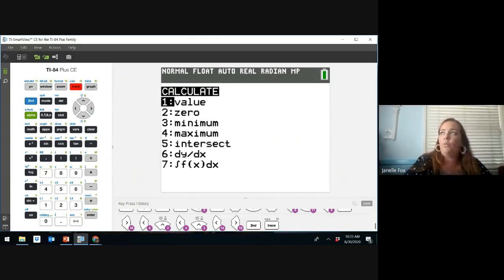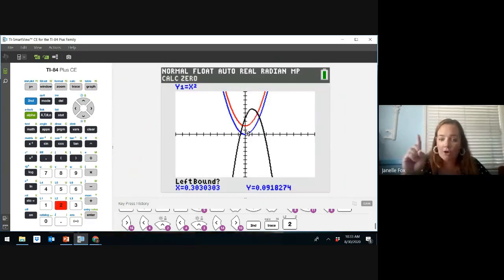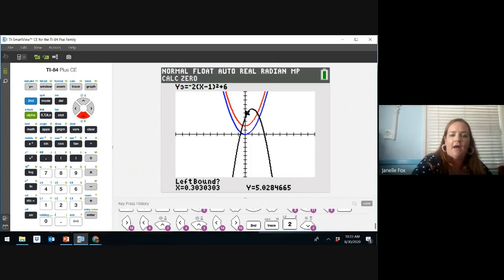When you are calculating the x-intercepts, you're calculating the zeros of a function. So you can toggle down to 2 and hit enter, or just hit 2. I'm just going to hit 2 this time. And you can see right now that I am currently on curve number 1. I don't want to be on curve number 1. I think I want to be on the third curve, the black one. So I'm just going to toggle up and down until I get on my third curve, the one drawn in black ink.